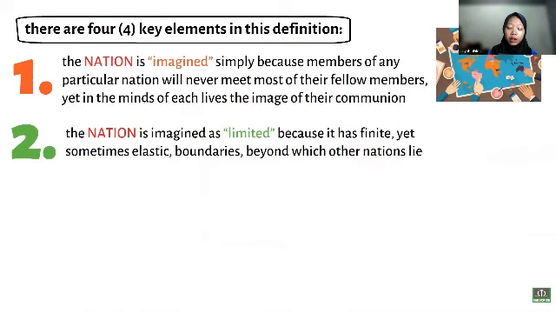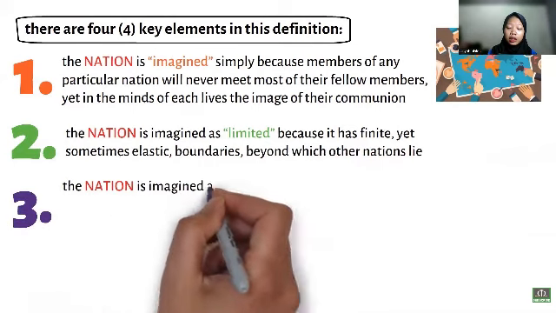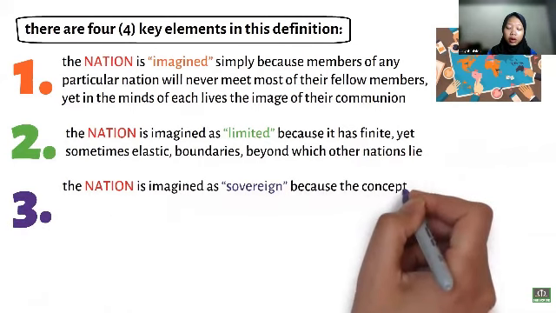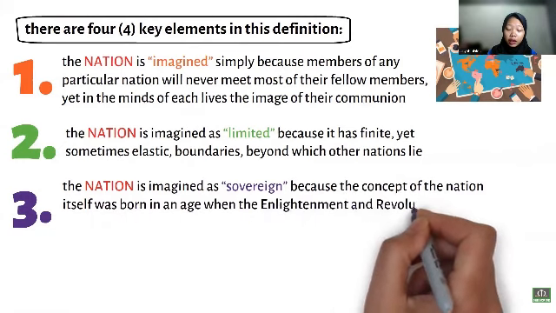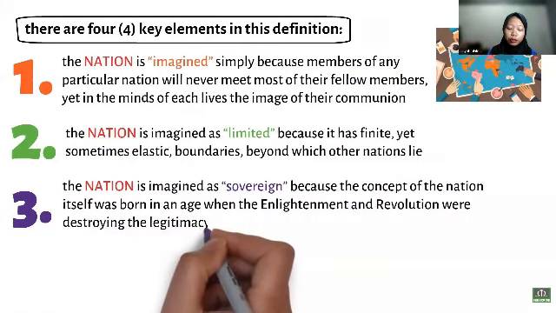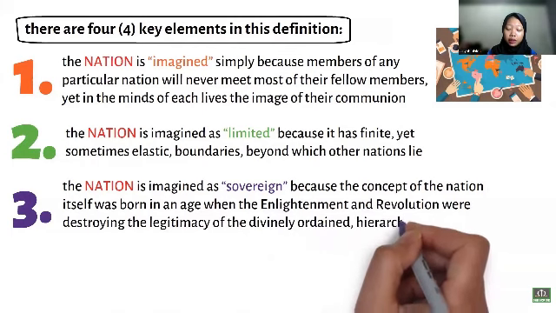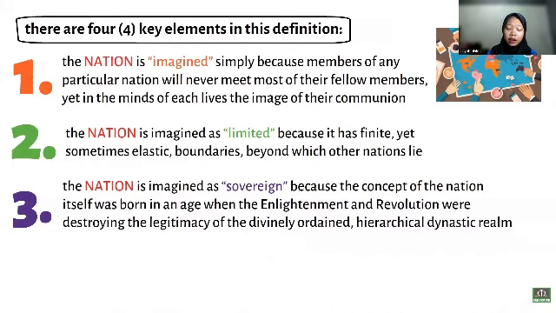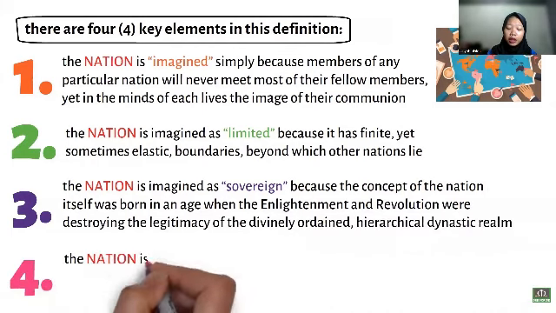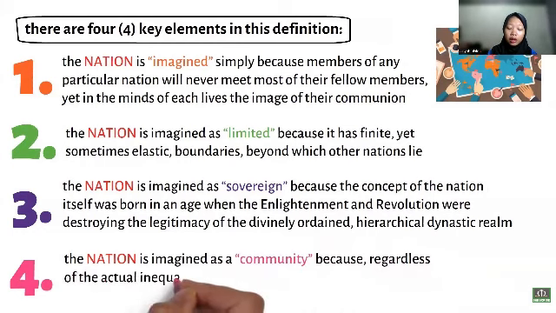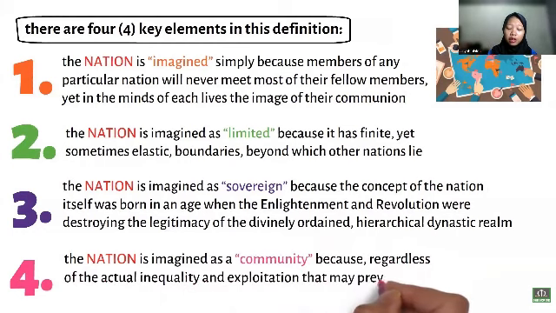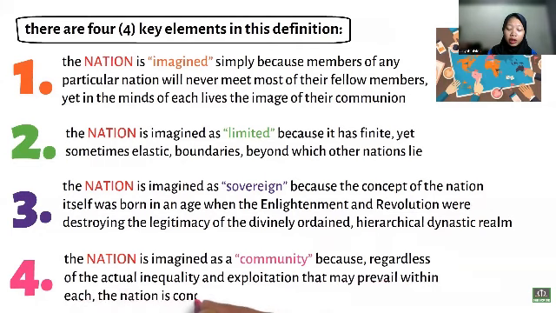Third, the nation is imagined as sovereign because the concept of the nation itself was born in an age when the Enlightenment and Revolution were destroying the legitimacy of the divinely ordained, hierarchical dynastic realm. Finally, the nation is imagined as a community because, regardless of the actual inequality and exploitation that may prevail within each, the nation is conceived as a deep, horizontal comradeship.